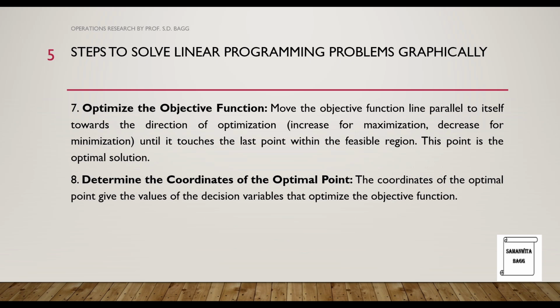Optimize the objective function. Move the objective function line parallel to itself towards the direction of optimization until it touches the last point within the feasible region. This point is the optimal solution. So as you saw, generally the point where the two lines intersect is where you are going to get your optimal solution. Determine the coordinates of the optimal point. The coordinates of the optimal point give the values of the decision variables that optimize the objective function. So if this point is, say, (5, 3), when you substitute in the equation of z, you will get the value of z, which will be maximum amongst all the 4 points that we have chosen.